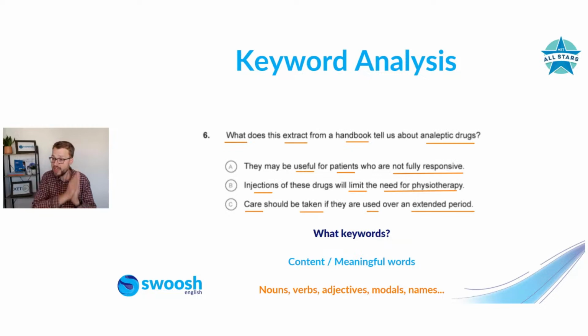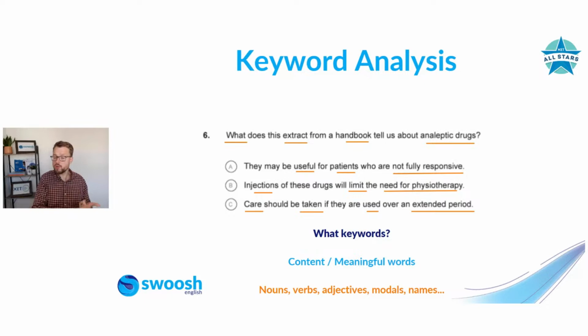Okay, guys. So here are the important key content words. In the question, we have what, which is our question word. Extract is a noun. Handbook is a noun. Analeptic drugs is an adjective and a noun. So what, extract, handbook, analeptic drugs will be the key content words. So what does the extract from the handbook tell us about analeptic drugs? We're looking for an extract. We're looking for something to do with a handbook, and we're looking for something referencing analeptic drugs to focus our reading.